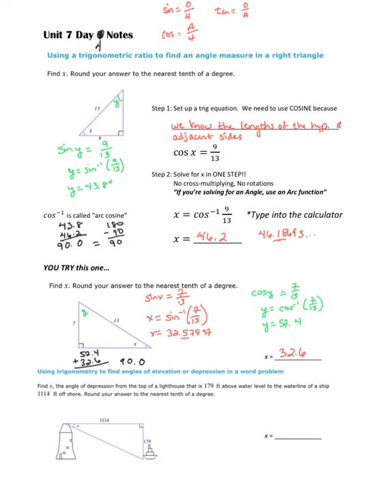Now, we're going to use trig to find angles of elevation or depression. Now, an angle of elevation, and I'm going to write a little bit that I may have to erase it. Elevation means going up. The angle is going up. So therefore, an angle of depression, going down.